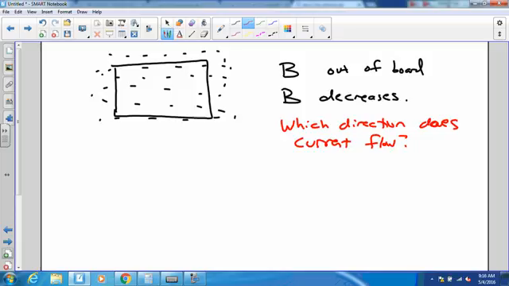Now, Josh stumbled on a way to shorten our thinking a little bit about Lenz's law here. Notice that B is out of the board and B decreases. We can oppose the change in flux if we just oppose the change in B, right? So if the change in B is to decrease, then the opposite of that is B increases, in which direction? Out of the board. That's right. So B has to increase out of the board. To make that happen, boom, right-hand rule, and now we know which way the current goes.